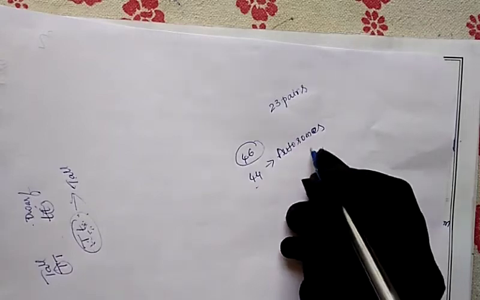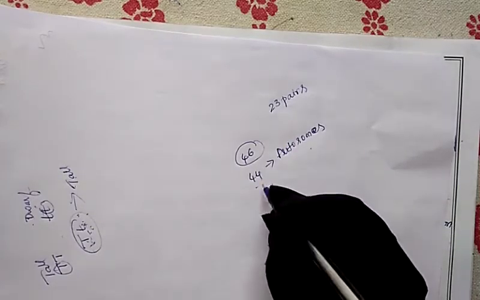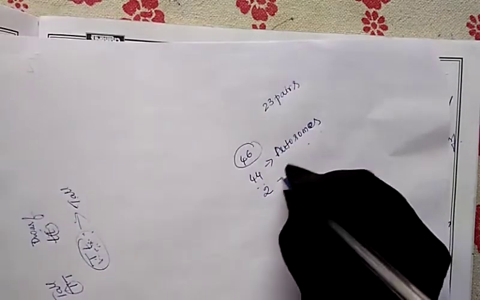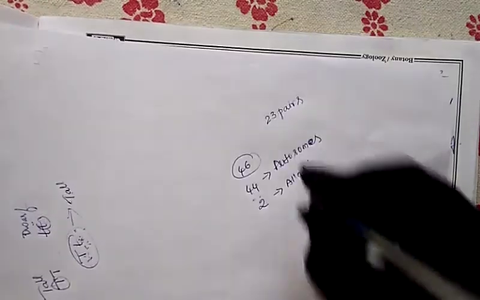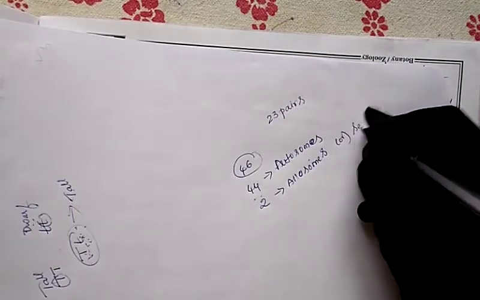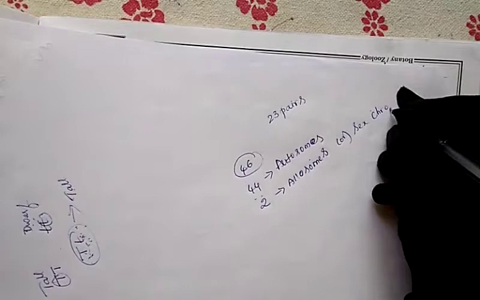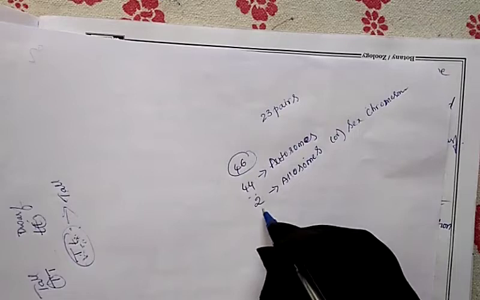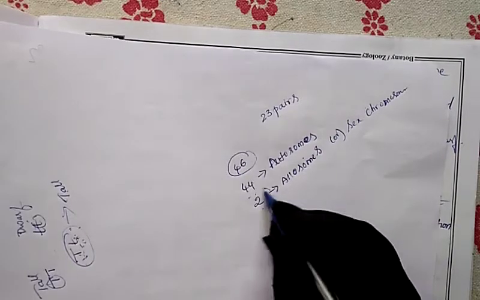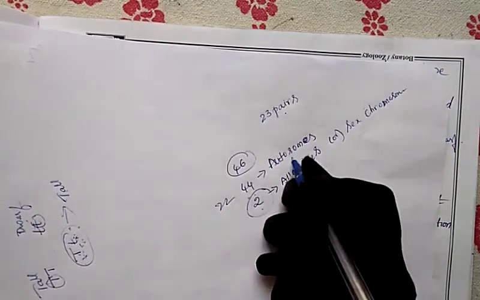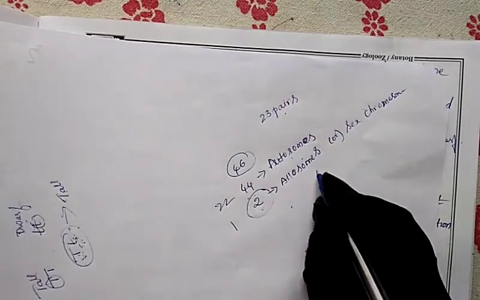Among those 23 pairs, 46 chromosomes, 44 are called autosomes. The remaining 2 chromosomes are called allosomes, or sex chromosomes. Why? Because the sex of an individual is determined by these 2 chromosomes. Or, in terms of the 23 pairs, 22 pairs are autosomes and the last one pair is the allosomes.